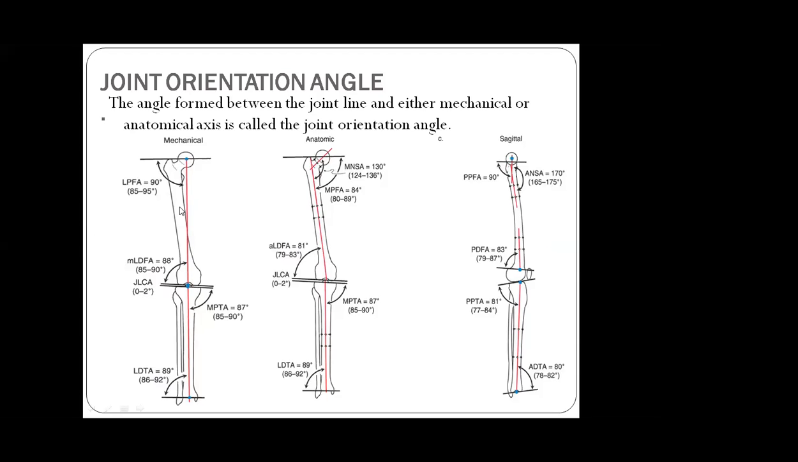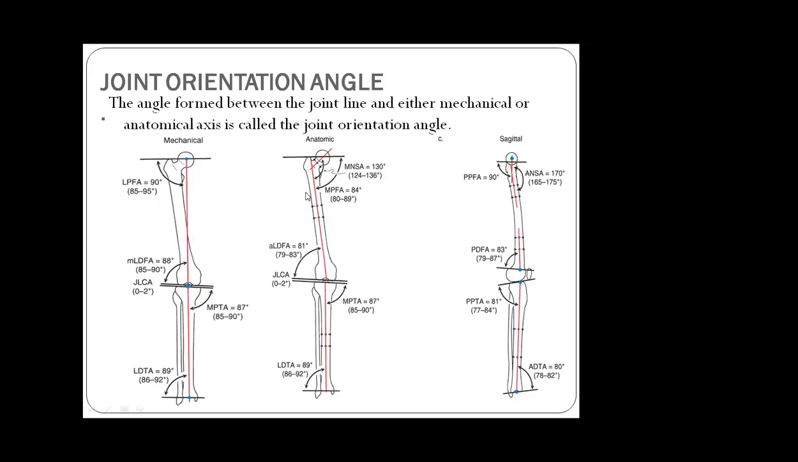Okay. So similarly, I will again repeat mechanical axis. We draw now the angles according to the mechanical axis, and we draw the joint orientation lines. Joint orientation line at the hip joint, two at the knee joint, one at the ankle joint. Then we measure the angles. The normal angle of the lateral proximal femoral angle is 90. Lateral distal femoral angle is 88. Medial proximal tibial angle is 87, and lateral distal tibial angle is 89. And the joint line congruence angle is 0 to 2 degrees. Mostly it is parallel. Okay.